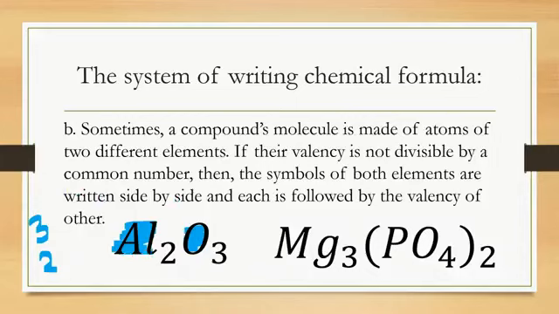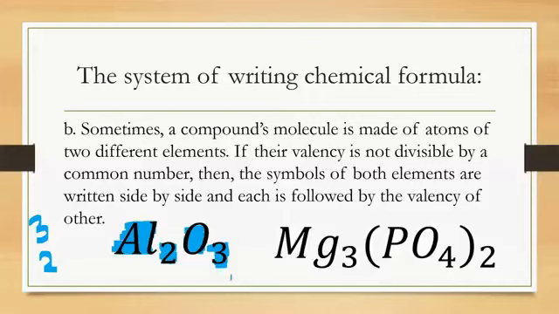Aluminium oxide contains two elements, aluminium and oxygen. So we write down the symbols side by side, and each is followed by the valency of the other. The valency of aluminium is 3, which is written after oxygen, and the valency of oxygen is 2, which is written after aluminium.